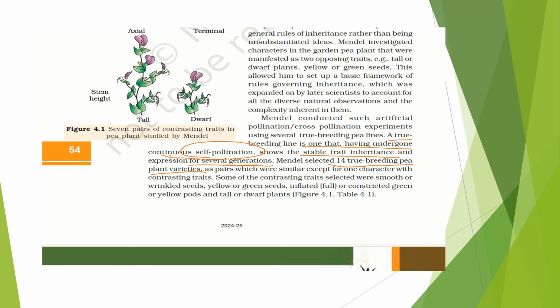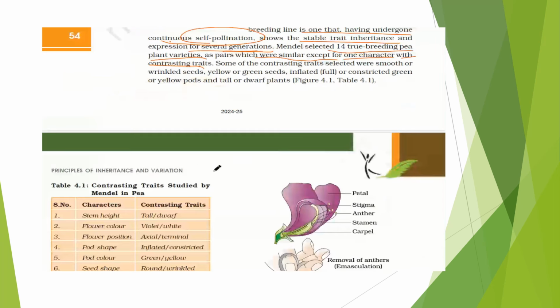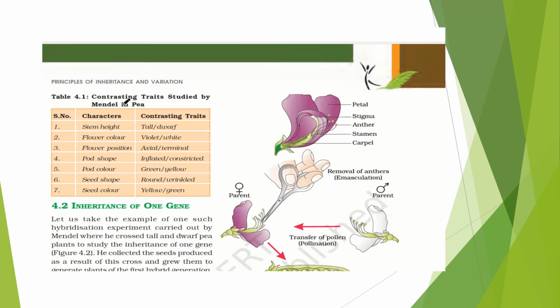He chose these varieties as pairs which were similar except for one character with a contrasting trait. All the characters were similar except one. Suppose one was tall and another dwarf; other than that, all other characters were similar. Some of the contrasting characters selected were smooth seeds and wrinkled seeds, yellow seeds and green seeds, inflated pods and constricted pods, tall plants and dwarf plants. This is the full list of contrasting traits: stem height tall or dwarf, flower color white or violet, flower position axial or terminal, pod shape inflated or constricted, pod color green or yellow, seed shape round or wrinkled, seed color yellow or green. These are the 7 pairs of contrasting characters.